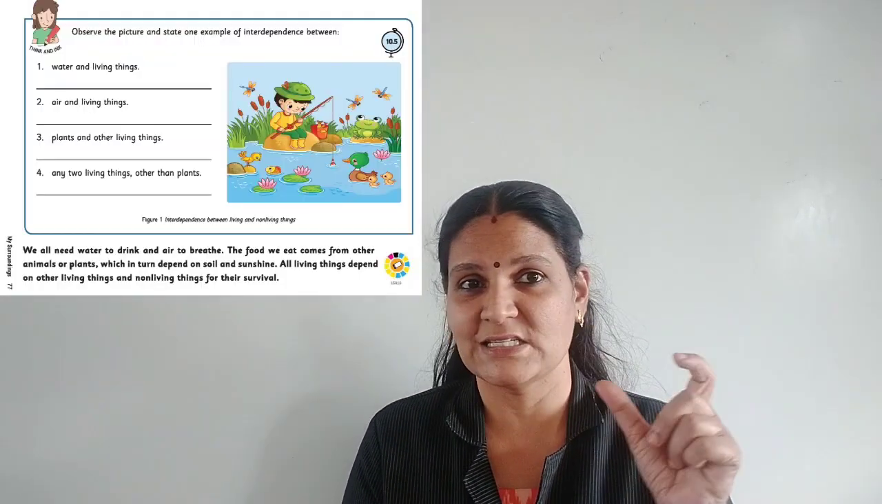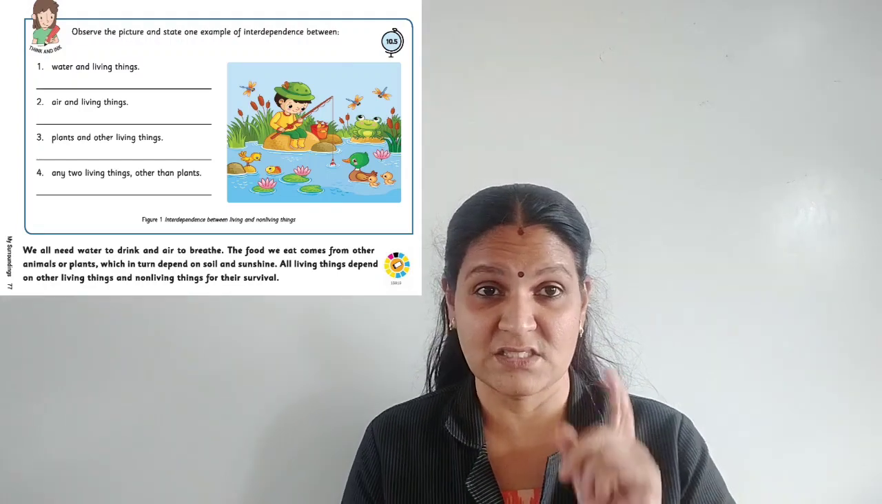വി ആർ ഹെൽപ്പിംഗ് ഈച്ച് അതർ, വി ആർ ഹെൽപ്പിംഗ് ദി അതർ ലിവിങ് തിങ്സ് ആൻഡ് ദേ ആർ ഹെൽപ്പിംഗ് അസ്. സോ ഇൻ ദിസ് വേ വൺ ഈസ് ഡിപെൻഡൻറ്റ് ഓൺ ദി അതർ. സോ ഇതിനെയാണ് നമ്മൾ ഇന്റർഡിപെൻഡൻസ് എന്ന് പറയുന്നത്. I think now you are clear with the term interdependence.